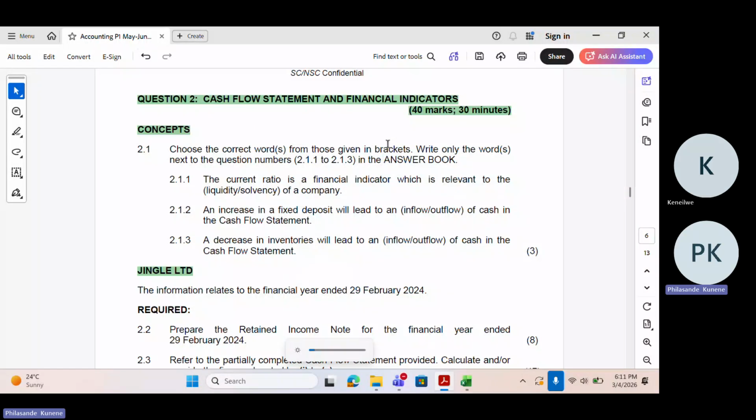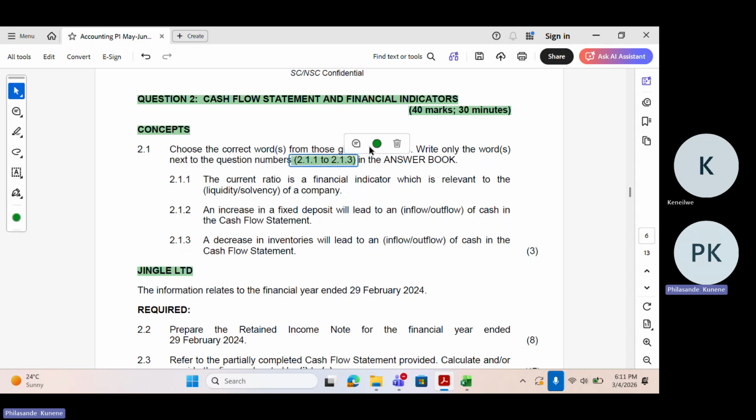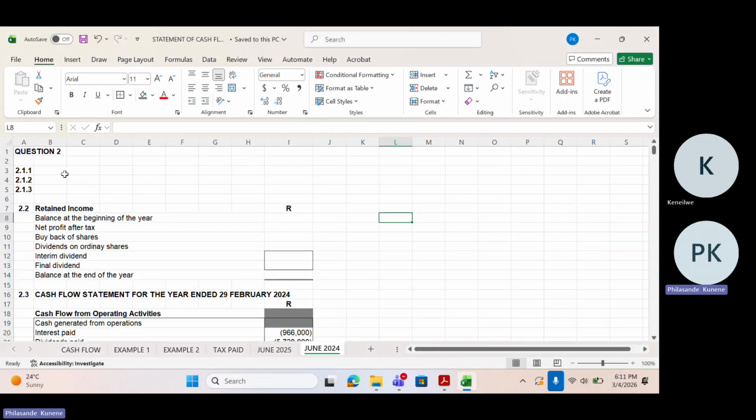Words from those given in brackets, write only the words next to question numbers 2.1.1 to 2.1.3. That's what they want us to do in the answer book. All right, so we're going to be doing answering here. This is where we're going to be answering our questions on our spreadsheet.